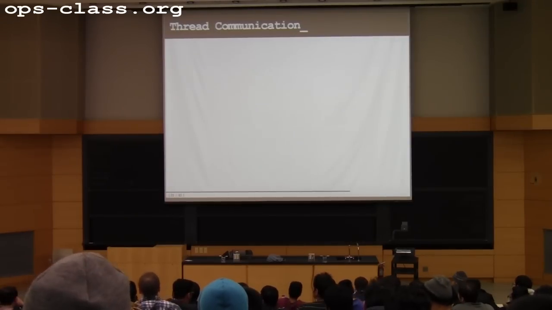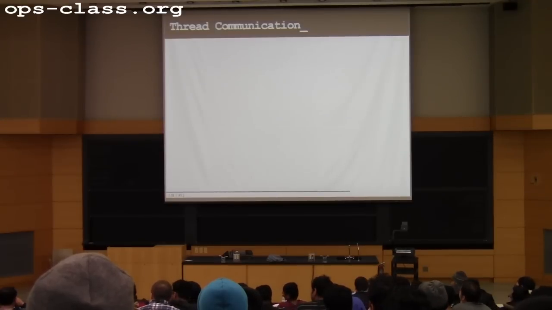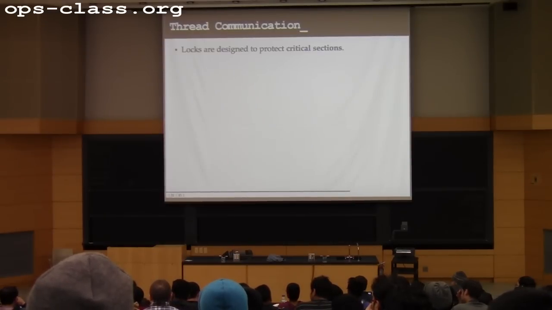Producers put items in the buffer, consumers are taking them out of the buffer, right? So there's a case where I have multiple threads, the consumer threads and the producer threads, and they need to communicate with each other about the state of the buffer. Are there items in the buffer? Is the buffer full? What needs to happen?